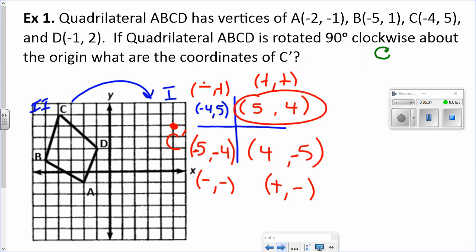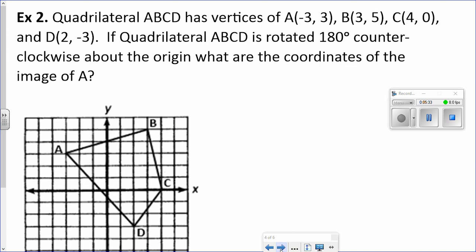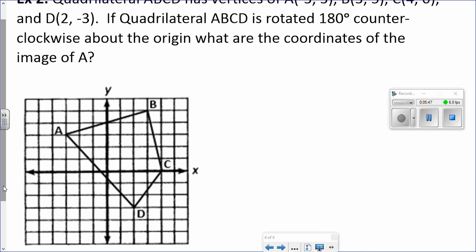Alright, let's try example 2. In example 2, you have a quadrilateral with vertices at negative 3, 3, 3, 5, 4, 0, and 2, negative 3. If quadrilateral ABCD is rotated 180 degrees counterclockwise about the origin, what are the coordinates of the image of A? So that means we need to take A in this pre-image and figure out what the image is.